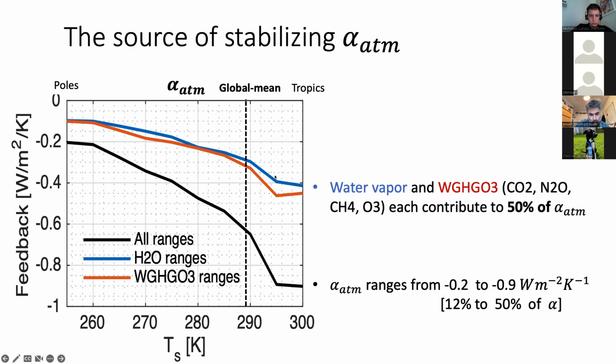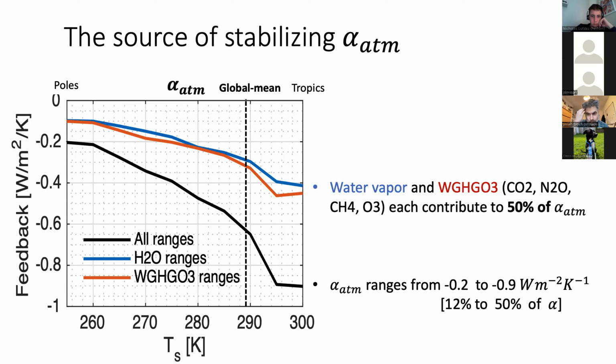This figure shows the atmospheric feedback and its components in two spectral ranges as a function of local surface temperature. So we find that the atmospheric feedback sources half from water vapor and half from the sum of all other greenhouse gases. And the atmospheric feedback is less negative in polar regions and becomes more stabilizing when surface temperature increases. It reaches up to -0.9 in the tropical regions.